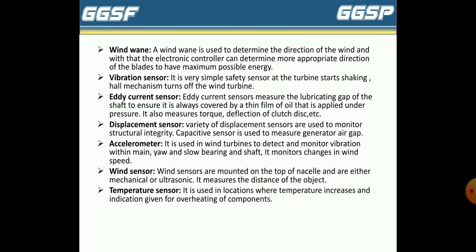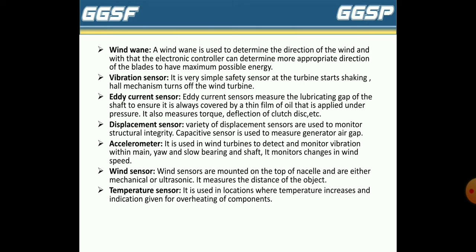Eddy current sensor. Eddy current sensors measure the lubricant gap of the shaft to ensure it is always covered by a thin film. Oil is applied under pressure. It also measures torque, deflection of clutch, disc, etc. Displacement sensor. A variety of displacement sensors are used to monitor structural integrity. Accelerometer.